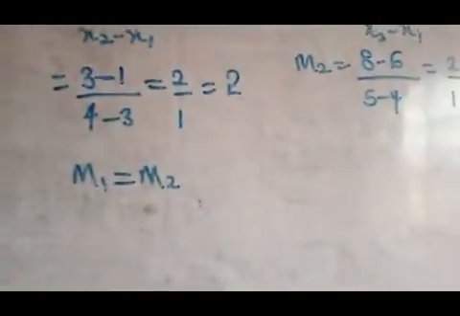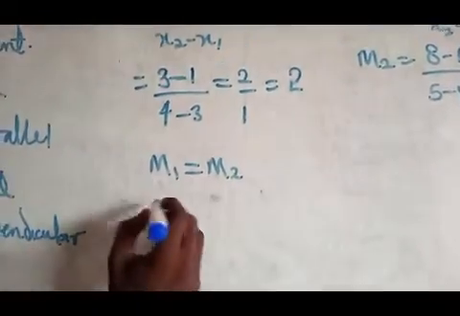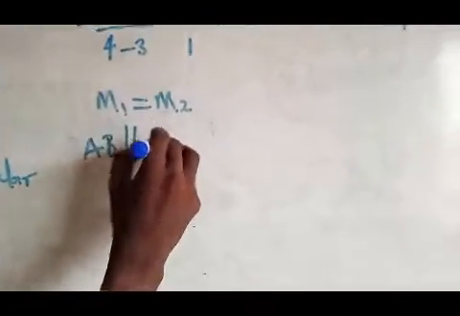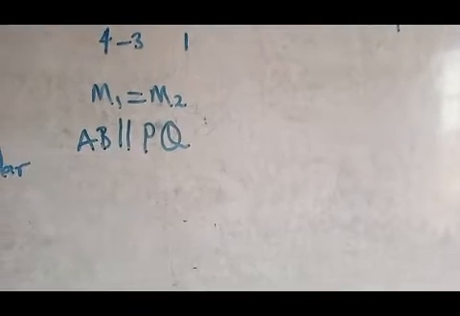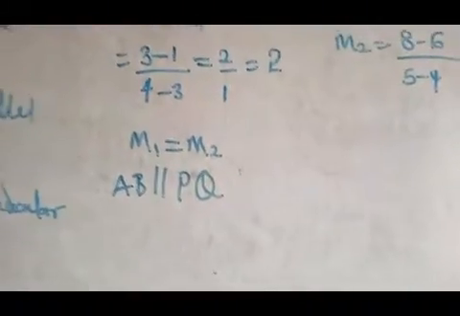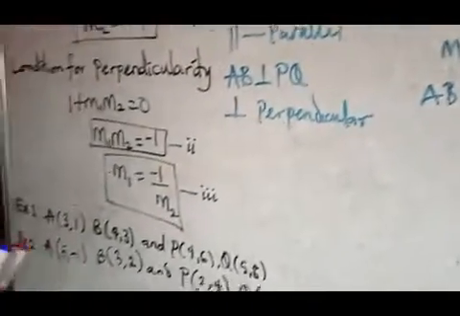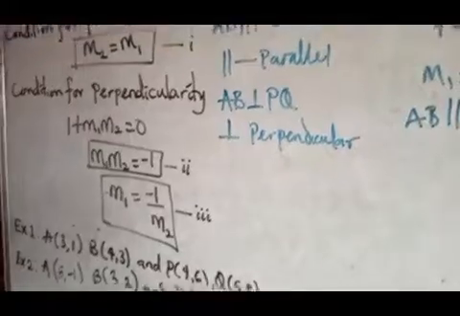So since m1 is equal to m2 here, then I can see that AB is parallel to PQ. Do we get that now? So it is as simple as that. All you just need to get is your gradient. So let's see the second example to see whether it is also parallel or perpendicular.